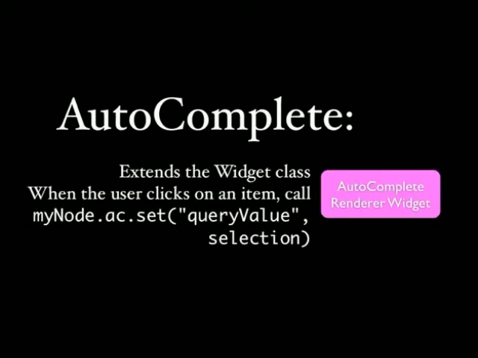So here's our autocomplete renderer widget that's going to extend the widget class. When the user clicks on one of these items, it's going to call whatever the node is, .ac.set, and set the query value to that selection. Now, set is actually something that gets added on by the base class, and it gives you attribute control with setters and getters, and that set function then is how we're going to handle delimited cases, because if I know that I'm a delimited autocomplete, when you call set, I'm just going to set the part that's currently focused and not the whole thing.